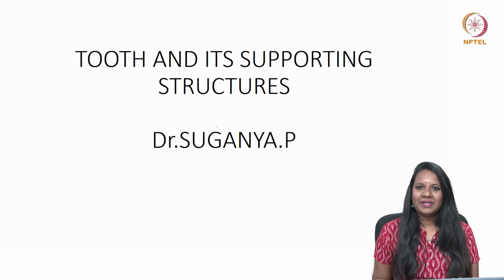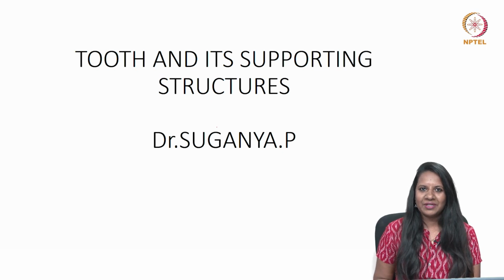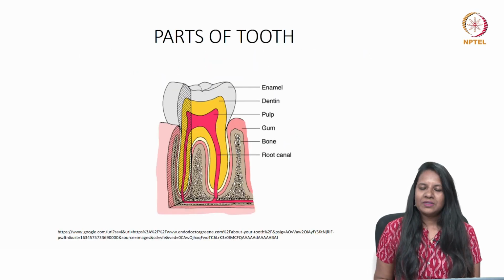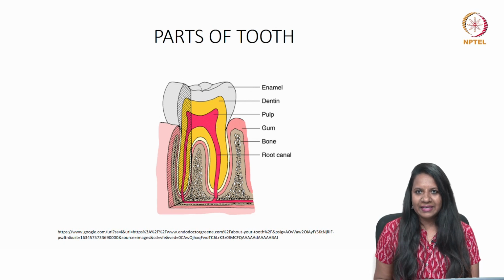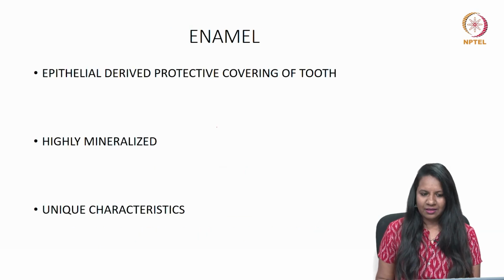Hi everyone. Today's topic is tooth and its supporting structures. Tooth consists of enamel, dentin, pulp, cementum and supporting structures: alveolar bone and periodontal ligament.